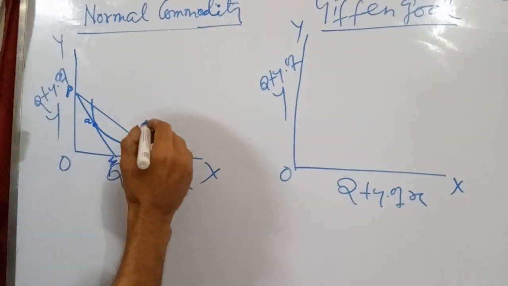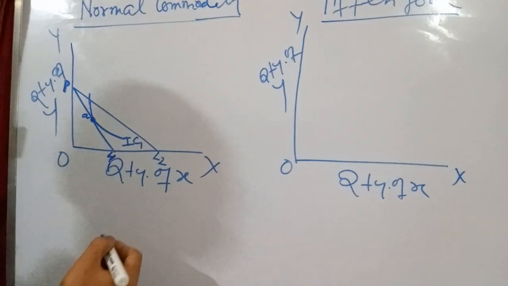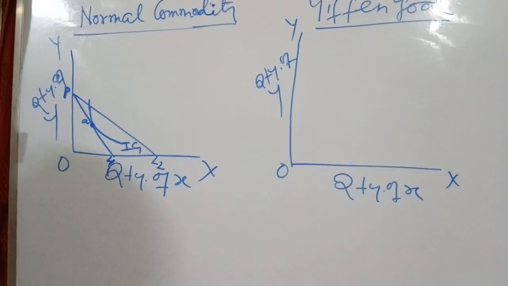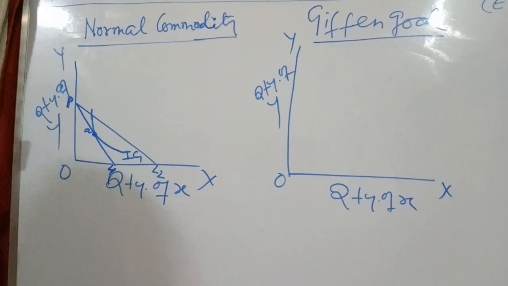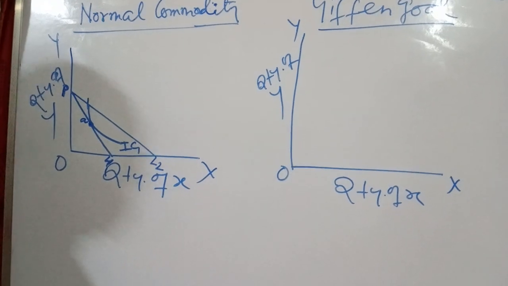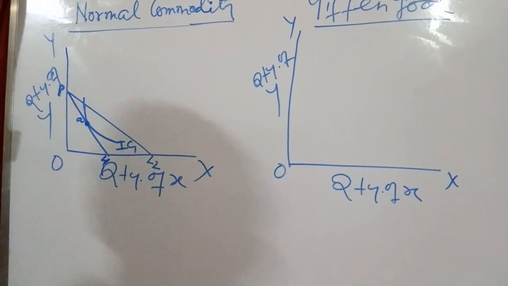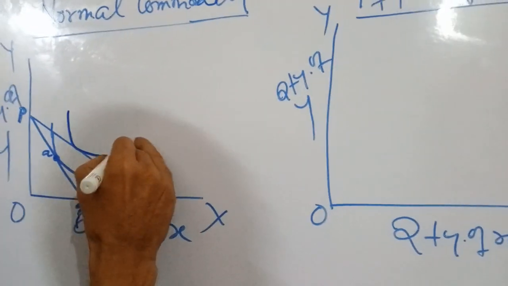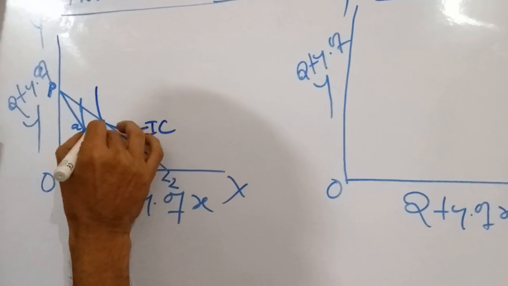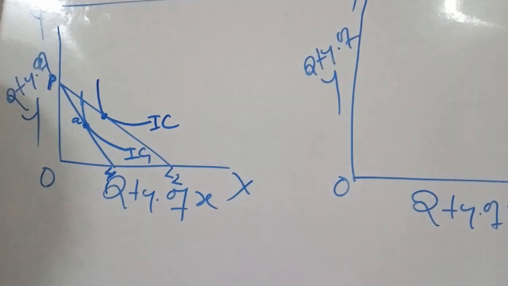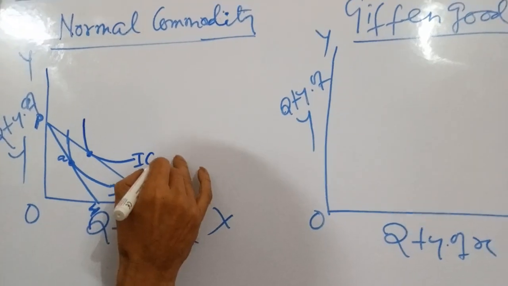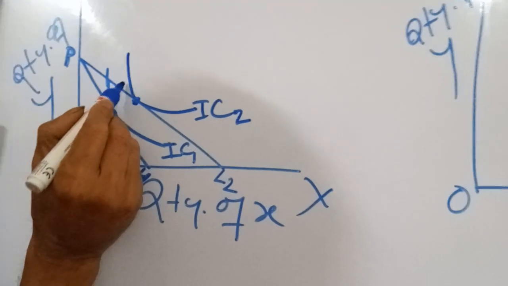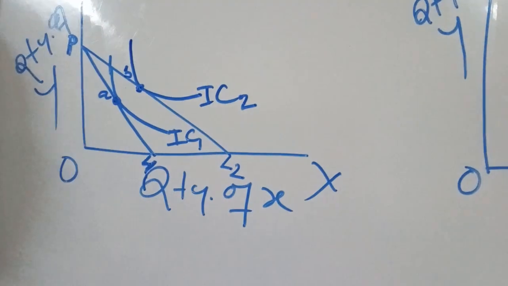Now with the new budget line, as a result of fall in price of X, the consumer's real income has increased. As a result, his purchasing power has increased. So the consumer will increase his satisfaction level by moving to a higher indifference curve, say IC2. With the new budget line PL2 and new indifference curve IC2, the new equilibrium point of the consumer is, say, B. This is B.